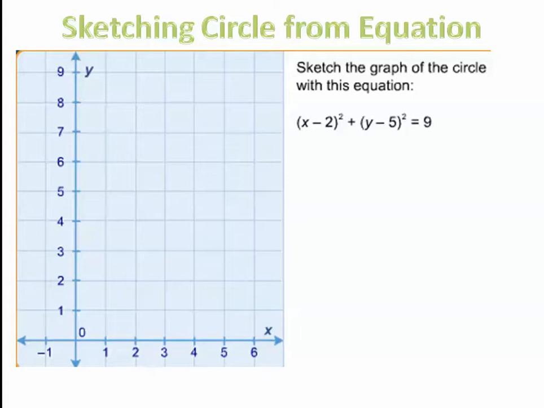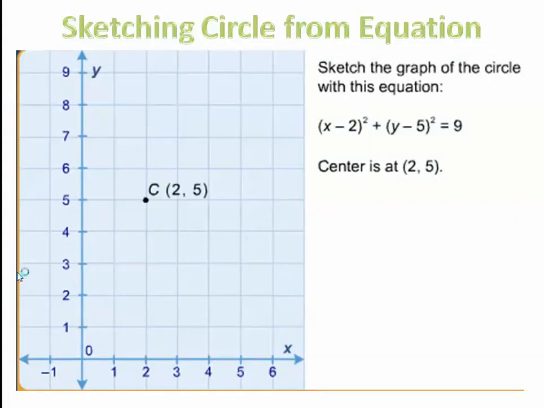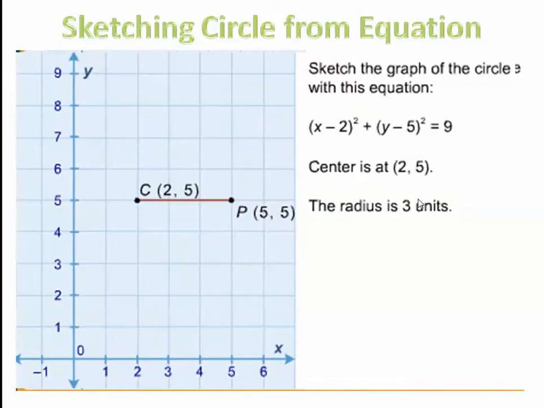But let's see how they worked it out. Okay, they did exactly what I did. They said, oh, okay, the center is (2, 5). We can see that just by looking here. So they plotted the center. And then they said the radius is 3 units because the square root of 9 is 3.